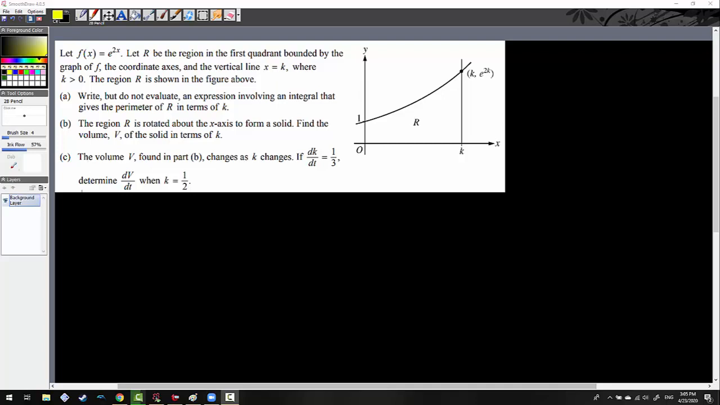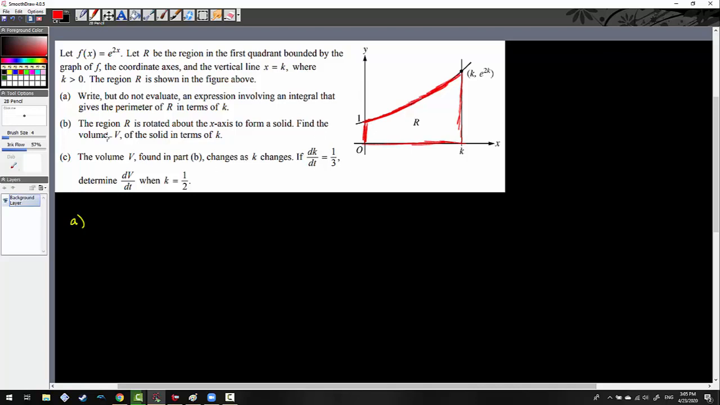In part A, write but do not evaluate an expression that involves an integral that gives the perimeter of R in terms of k. Now, if you watched the Baker's Cake episode before this one, then you'll see this to be a very familiar question. If not, that's okay. The perimeter is going to be this piece right here. Perimeter of any shape is always just the amount of space it takes on the outsides. So it's going to be this arc, this straight line, and this horizontal straight line as well.